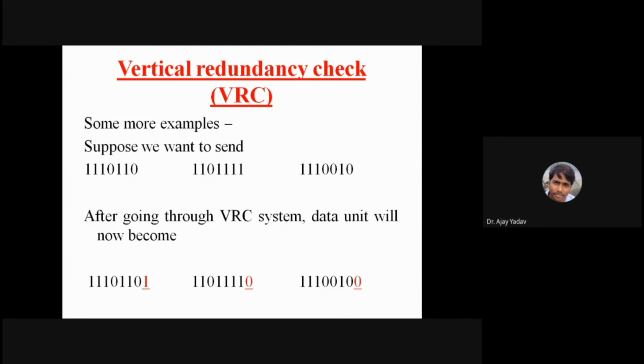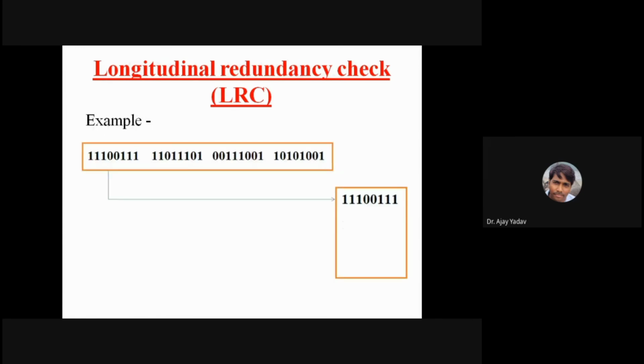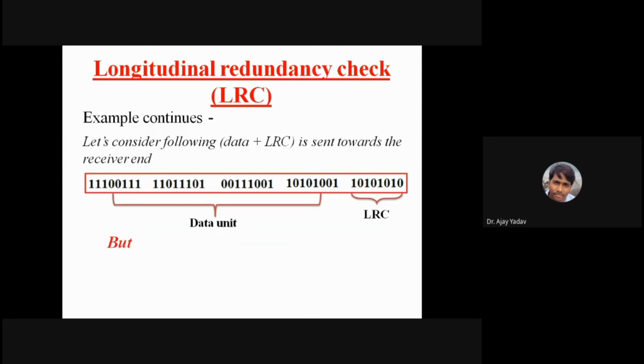So these two methods were just to inform the receiver whether error has occurred or not, and then kindly resend the message to the transmitter to resend the whole data unit again. So none of these two methods were able to detect the bit position where the data got corrupted. Understood?